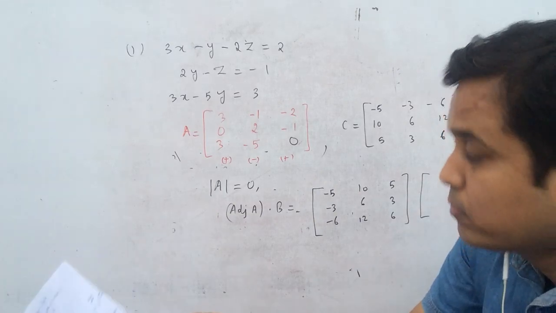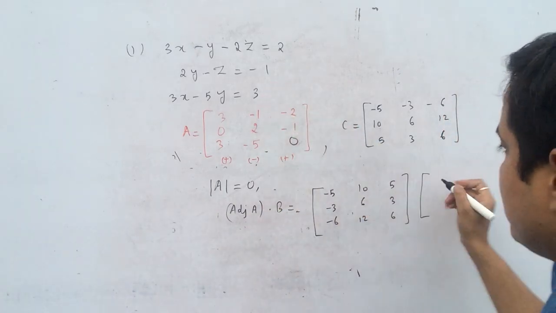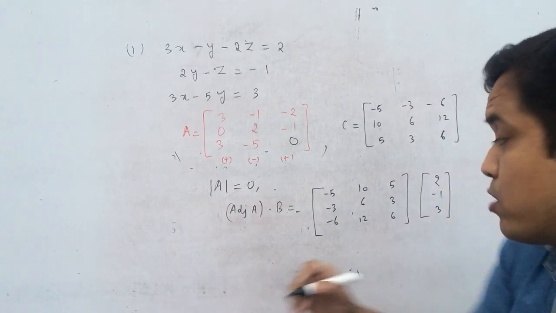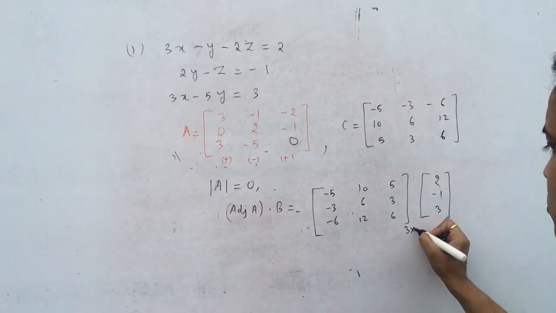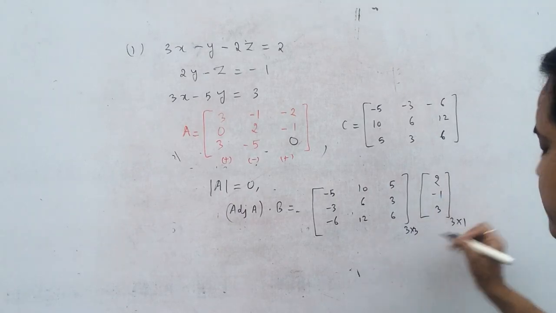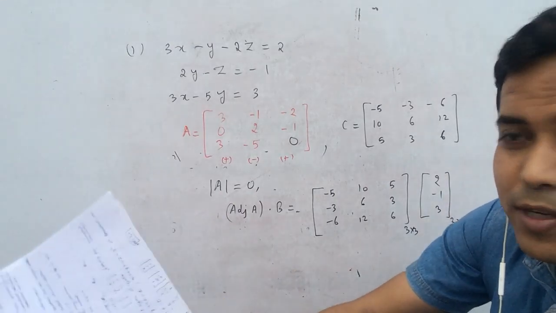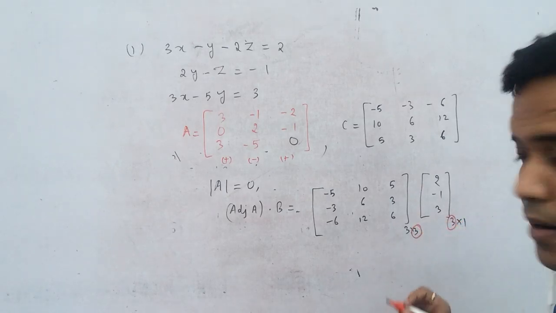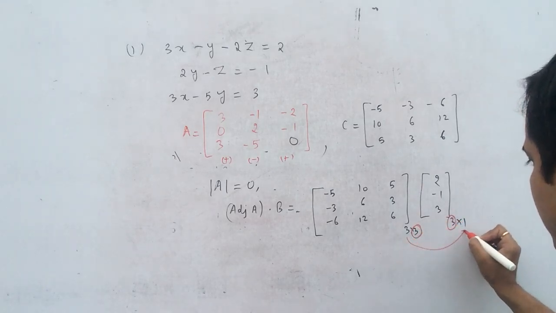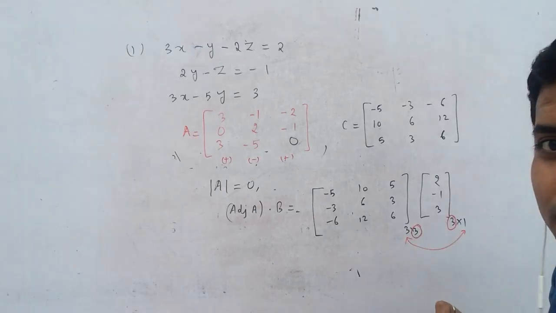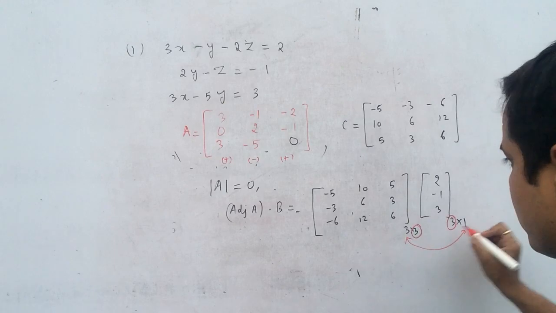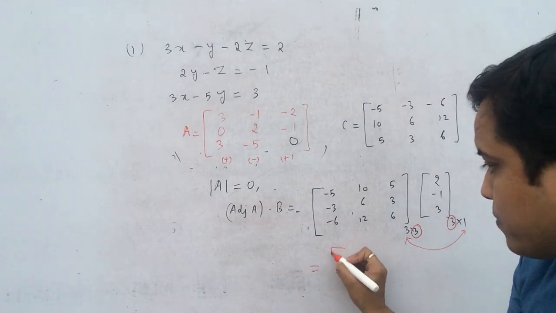And what is B here? B is 2, minus 1, 3. We need to find the product. The order of the adjoint is 3 cross 3 and the order of B is 3 cross 1. So what is our first rule? We have to check the column count should be equal to the row count, and the product you would get is in the order 3 cross 1. So what is the product?